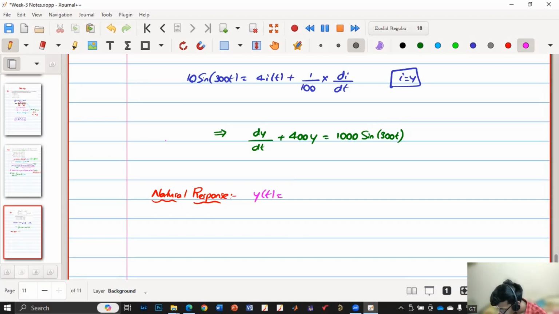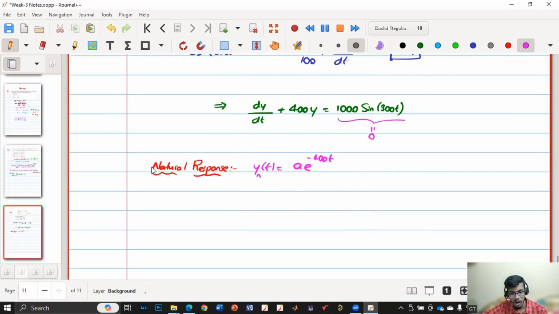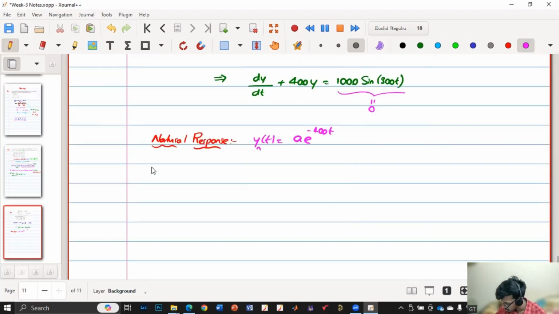So natural response means input you keep it 0, and dy by dt plus 400y is equals to 0. So what will be y n of t? Sir, a to the power minus 400t. Yes, a into e to the power minus 400t. We'll solve for a later, but first we'll write the overall solution and then we'll come back to how to solve for the coefficients. So this is natural response, very good.